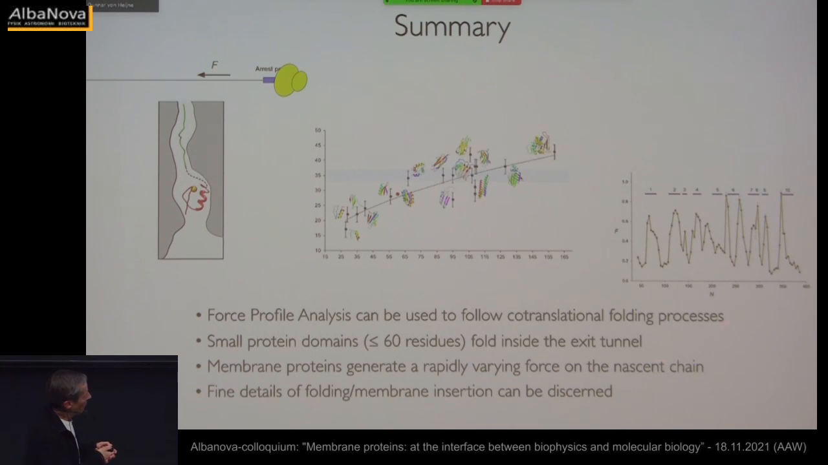Membrane proteins generate a rapidly varying force on the nascent chain as they're being synthesized, so the force goes up, down, up, down, up, down, up, down. We don't know if that has any functional consequences, if it affects the translation reaction in some way, but there's certainly a potential for evolution to play on this fact that there is this rapidly varying force on the nascent chain when ribosomes make membrane proteins. And if we do this with sufficient resolution, we can discern very fine details of either folding or membrane insertion using this assay. So that's our sort of feeble attempt to use molecular biology techniques to do physics in some sense, without doing physics.